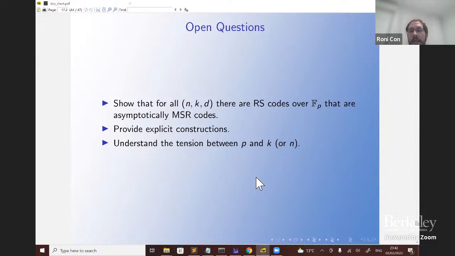Okay, we believe that our work was just scratching the surface of this entire field of nonlinearity. And we believe that we can take our techniques and employ them also in other codes, which are not only Reed-Solomon codes, and design more nonlinear repair schemes.